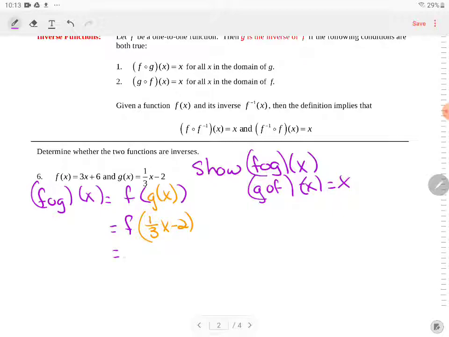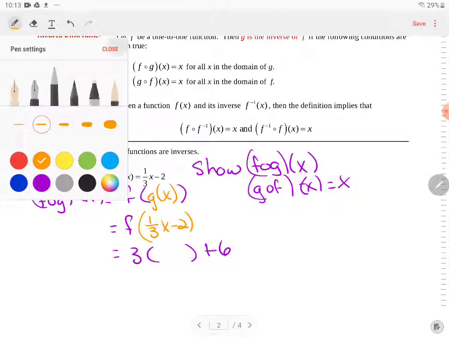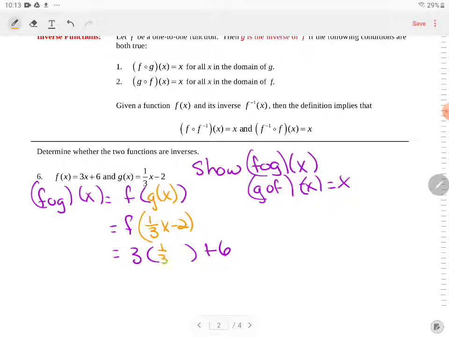So what is the equation for f of x? It's 3 times something plus 6. What goes in is not just a number, it's a function. So it's 3 times (1/3 x minus 2) plus 6. If we distribute, we get x minus 6 plus 6, which is x. So we check that off.